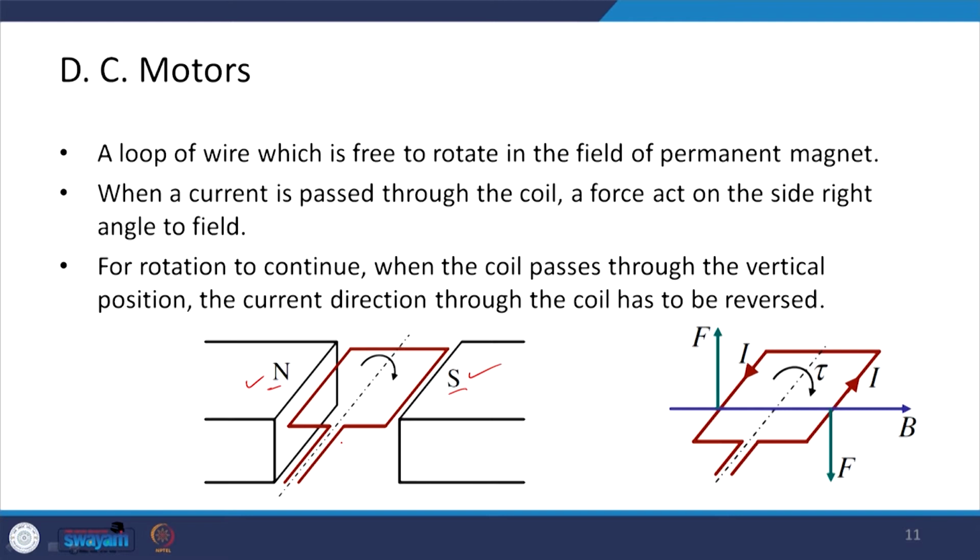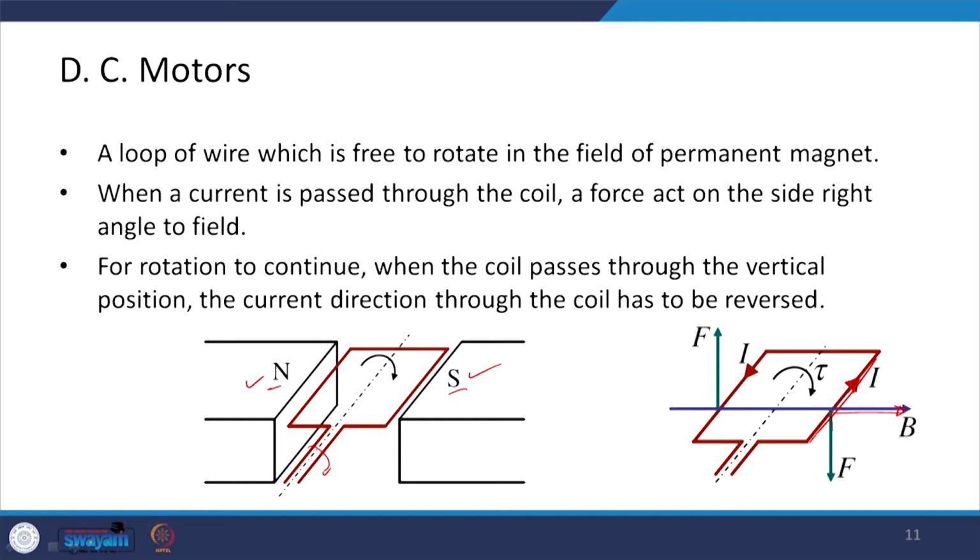And you see that for this rotation to continue, we need to change the current direction. For example, here in this conductor, say this is your I, this is your B, so this is your F.